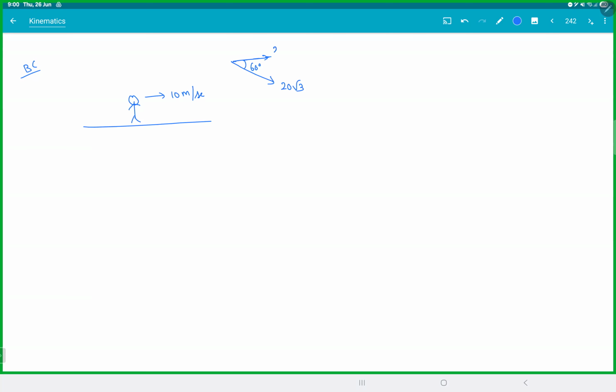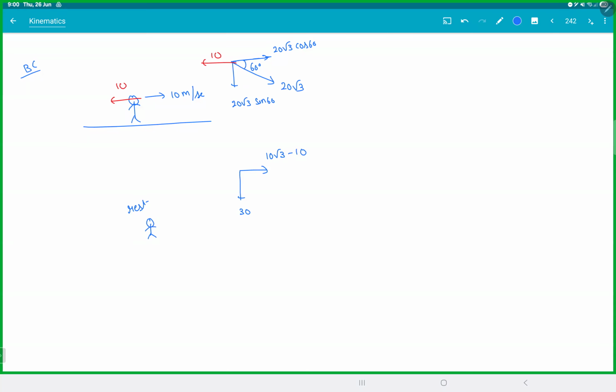So the components will be 10 root 3 cos 60 and 10 root 3 sin 60. Stop the man. So what should I do? Add 10 backward. So the man will think, I have come to rest. I am keeping it very simple with the pictures there. So this resultant will be how much? 10 root 3 cos 60 will be 5 root 3, minus 10. And the vertical is 10 root 3 sin 60, which is 15 meters per second.